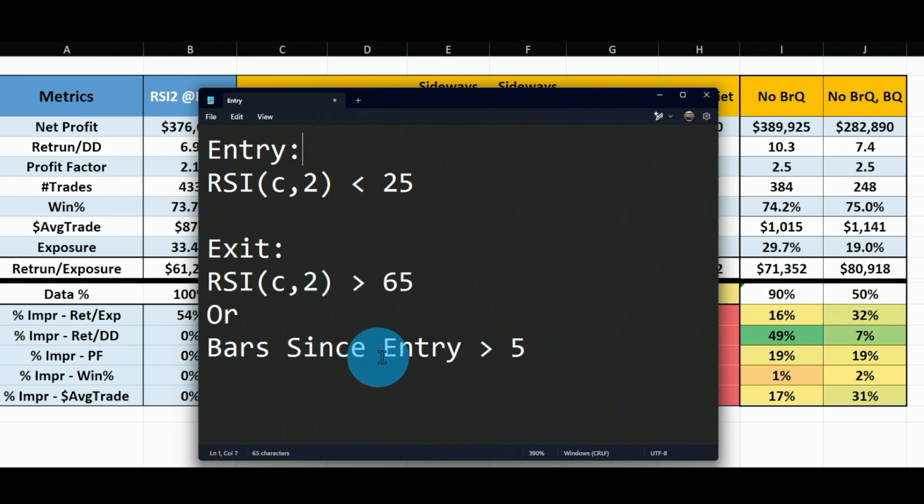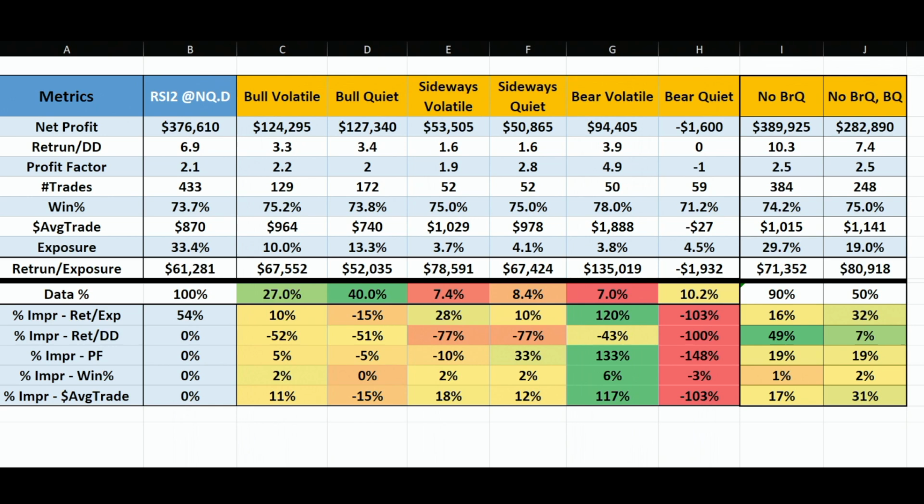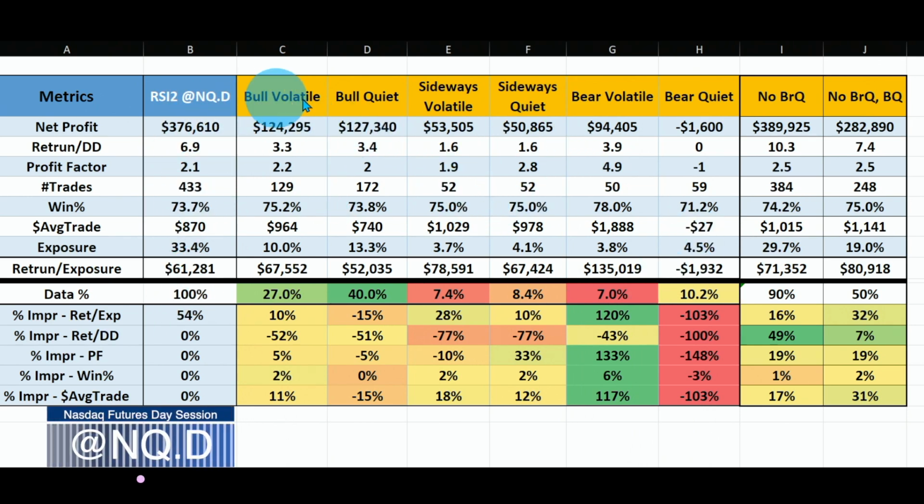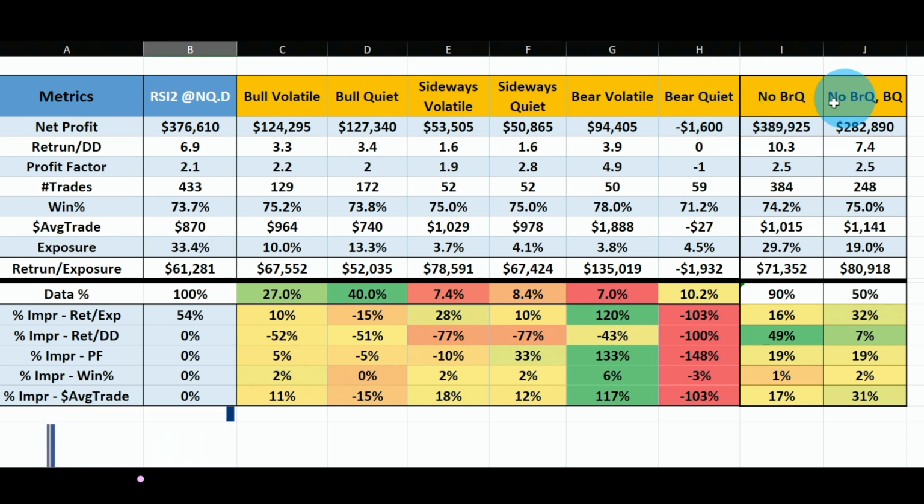Or if we are in the trade for more than 5 bars, we exit. So it's the same strategy. We're just applying it now to Nasdaq futures. So this is our original strategy, and these are the figures for all the market regimes. And again, here I use filters. So these figures do not use the bear quiet market regime. And as you can see, I didn't use it because it's all red. That means the strategy is the worst in this market regime. All metrics are worse than our original strategy.